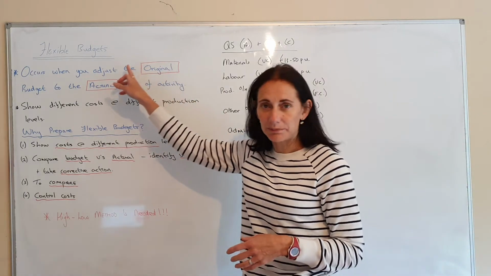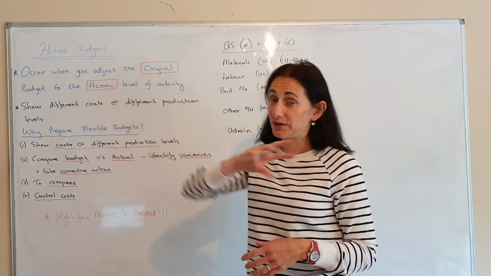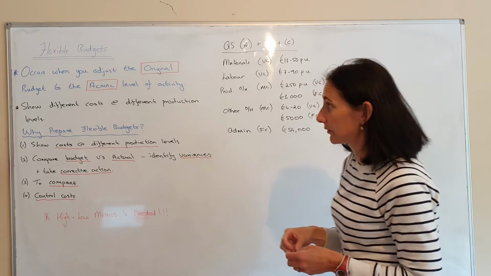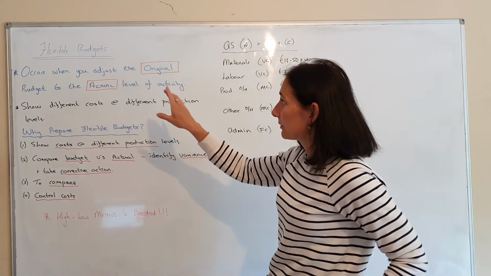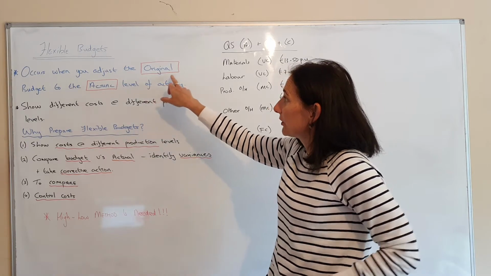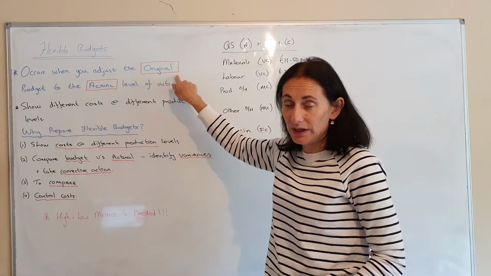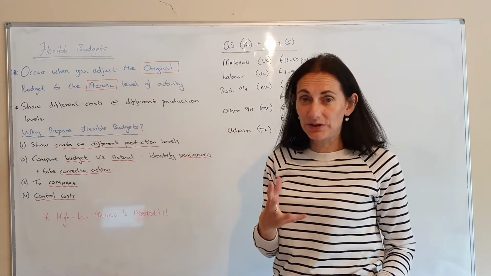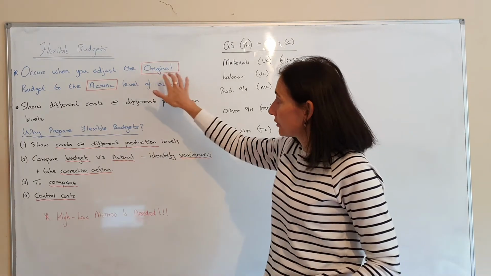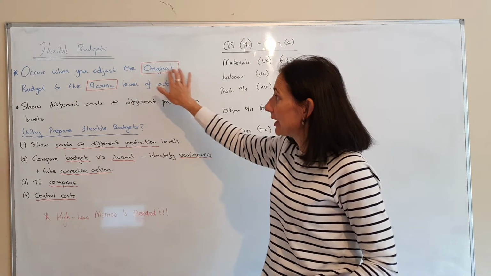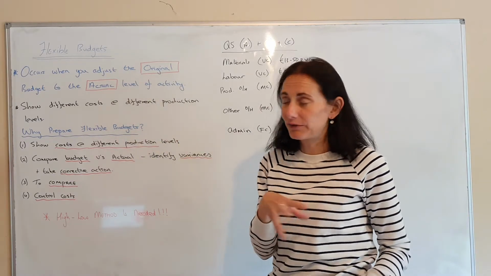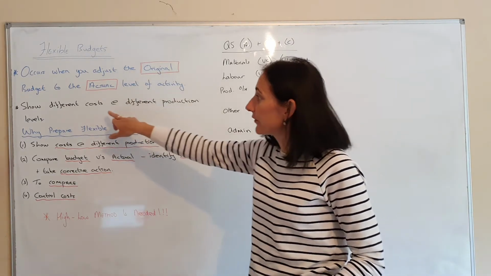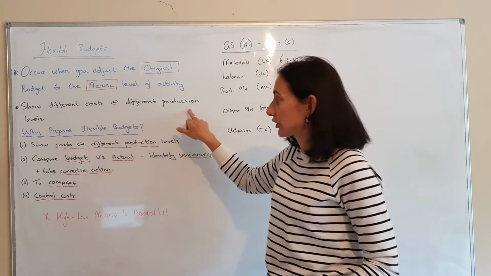This one wasn't that popular, but it seems to be appearing on the paper either as a full question now or part of a question. So just very quickly, to go through what a flexible budget is. It occurs when you adjust the original budget. Remember, a budget is what you predict is going to happen. So you're going to adjust what you predicted, your original budget, to the actual level. So you're going to see what happens when you change the level of production. It shows different costs at different production levels.